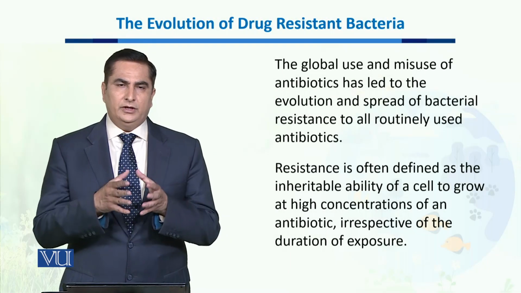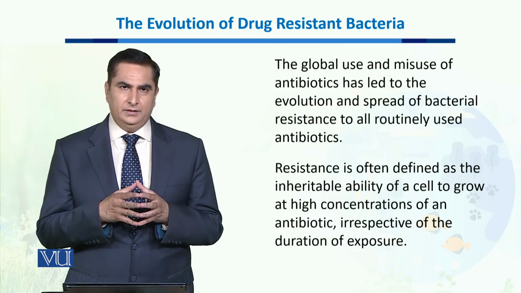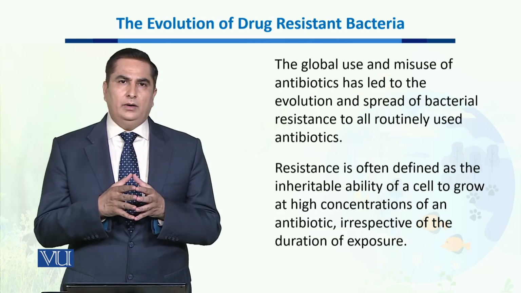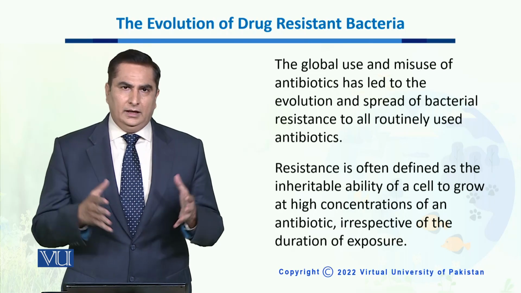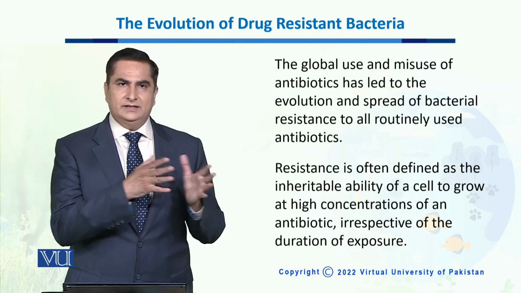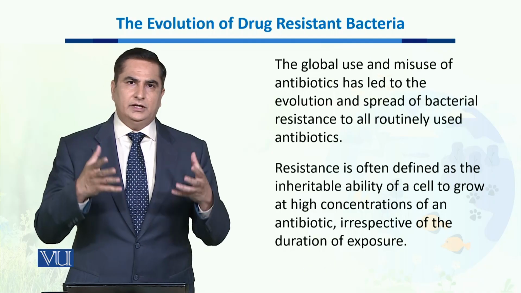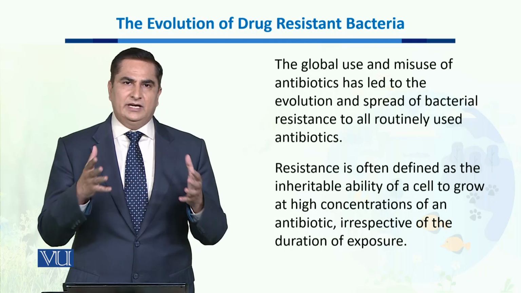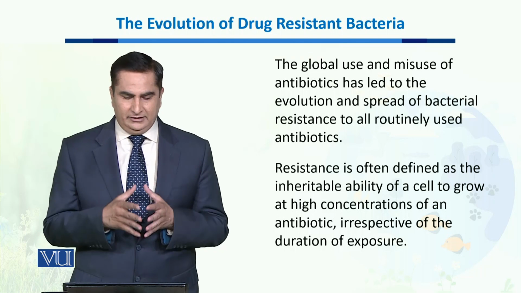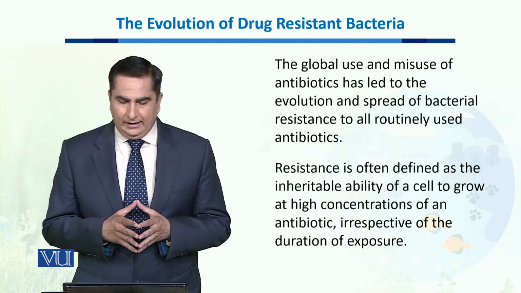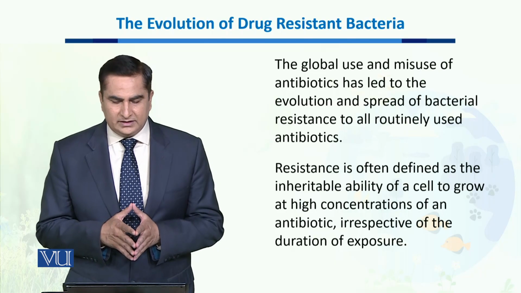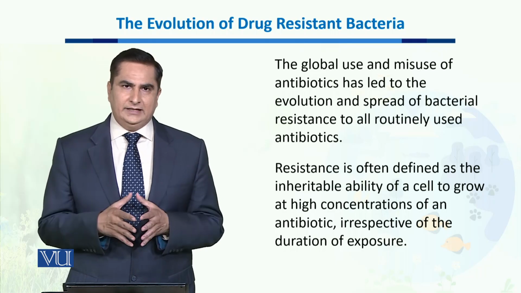Dear students, in this unit, we will talk about the importance of evolution. And the example is the evolution of drug resistant bacteria. Now, you are aware that bacteria are the pathogen which causes diseases among plants, animals, as well as humans. And there are certain antibiotics, or the chemicals, which have been developed in order to kill or reduce the population of those bacteria. Now, the global use and misuse of antibiotics has led to evolution and spread of bacterial resistance to all routinely used antibiotics.